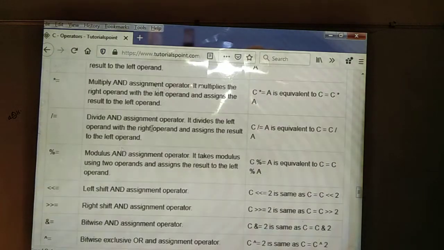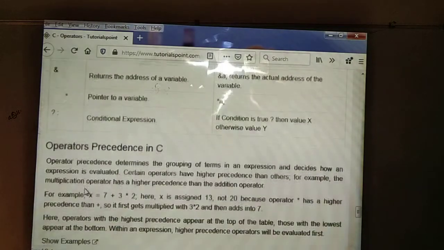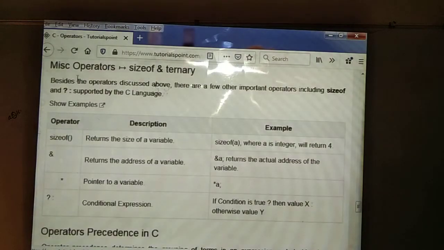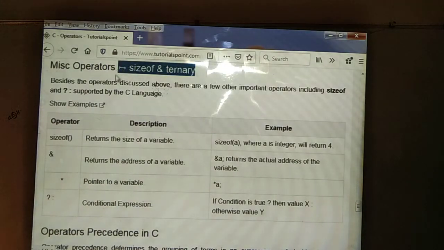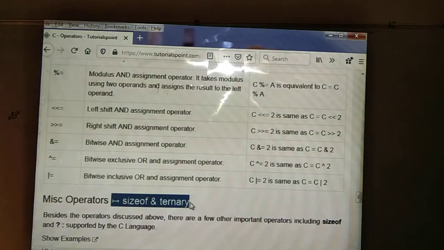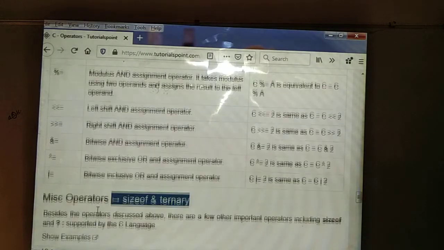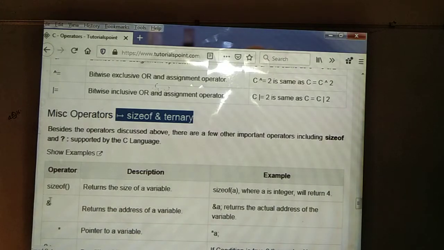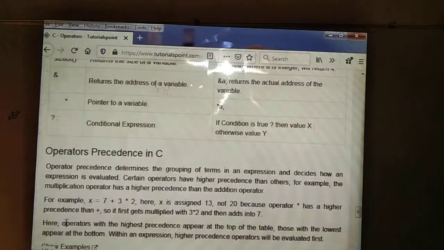Next, we also use the shorthand assignment operators. Next, the MISC operators. In the MISC operators, we use mainly the ternary operator and the sizeof operator. By using the ternary operator, we compare data. With the sizeof operator, we calculate how much size a particular variable occupies on our system. Then the ampersand gives the address of the variable. Next, a pointer can refer to the address of another variable also.